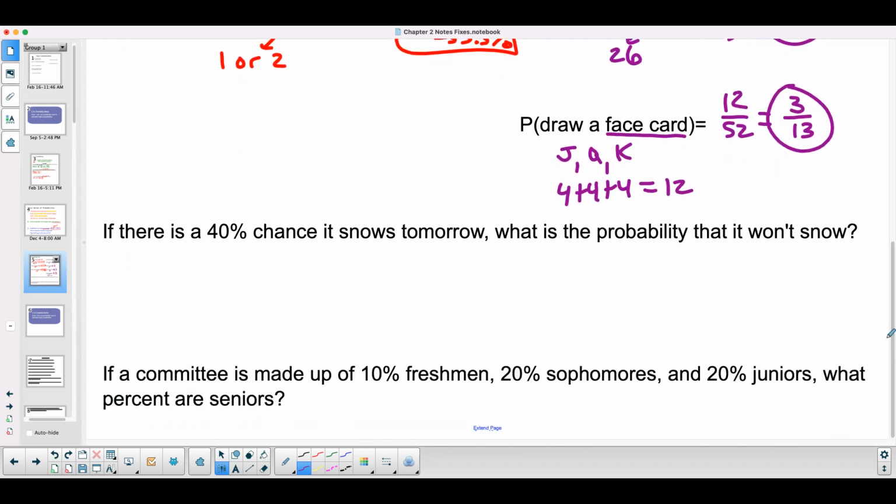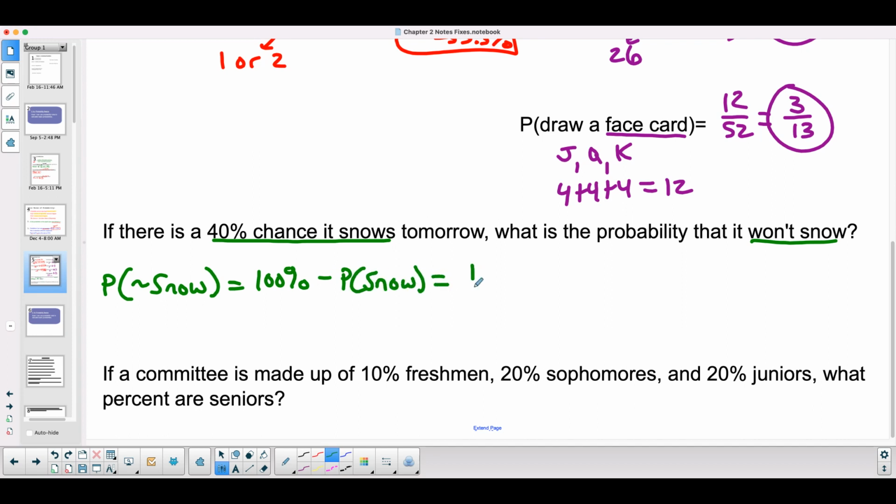This next one is talking about complements. So if there's a 40% chance it rains tomorrow, or snows, sorry, what is the probability that it won't snow? So what we know is the probability that it doesn't snow, so we can use the squiggle for it, that's equal to 100% minus the probability that it does snow, and they told us that's 40. So 100% minus 40%. If there's a 40% chance of snow, that means there's still a 60% chance that it will not snow, that it doesn't happen.